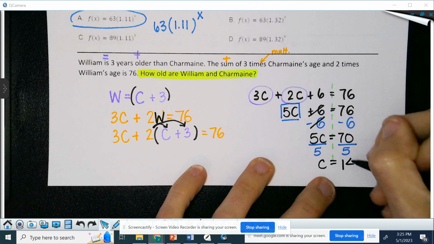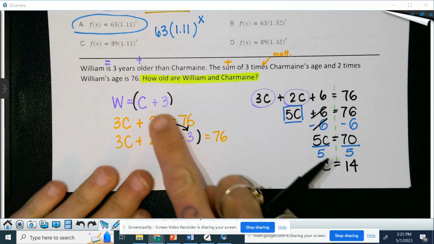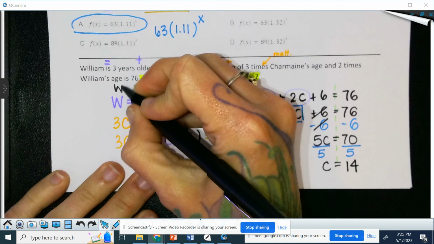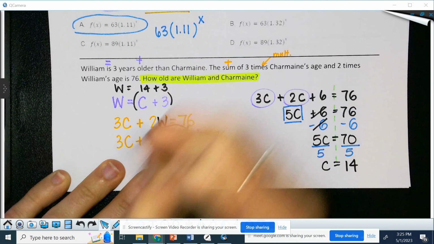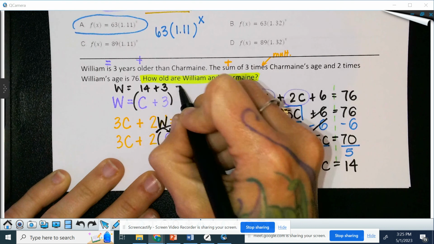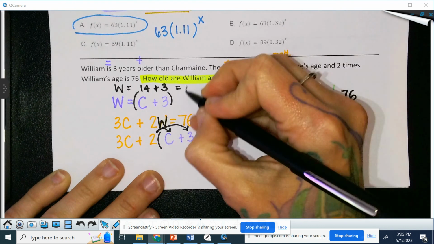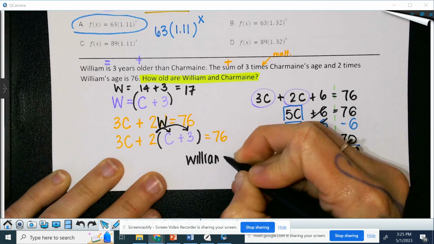So again, that's the reason I use C and W, the letters of their names, because now I know that Charmaine is 14. And if I know that Charmaine is 14, I know my first one says William is Charmaine plus 3, right? So 14 plus 3 is going to give us, good job, 17. So William is 17.